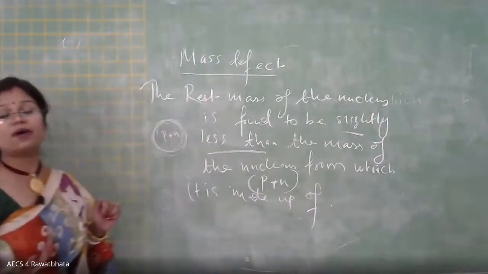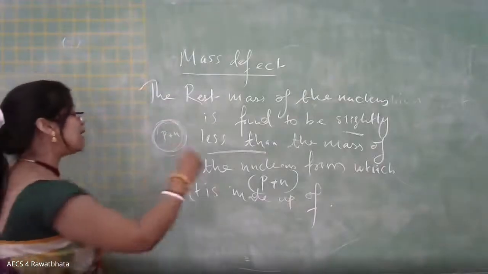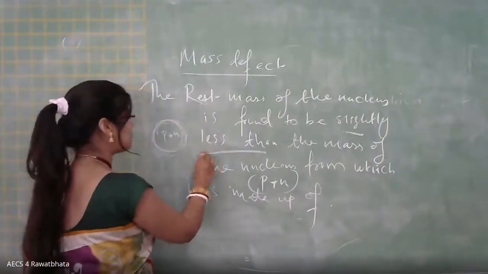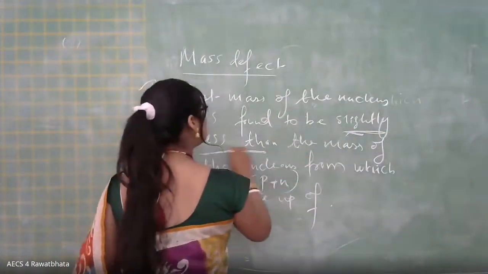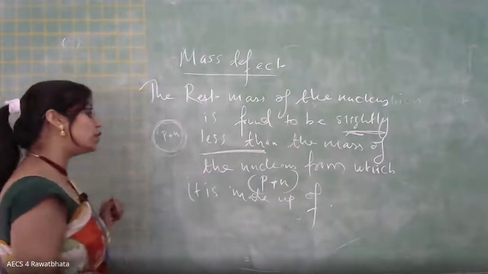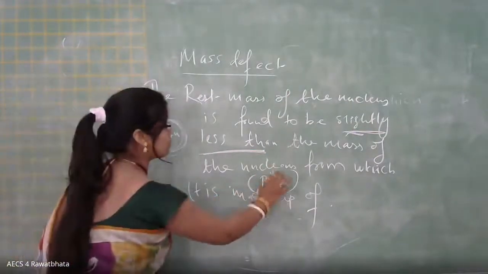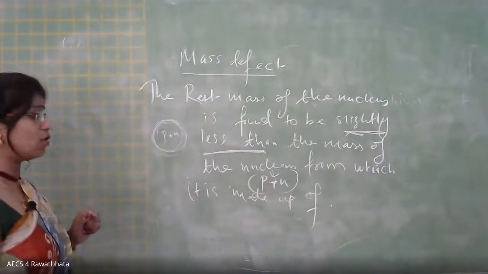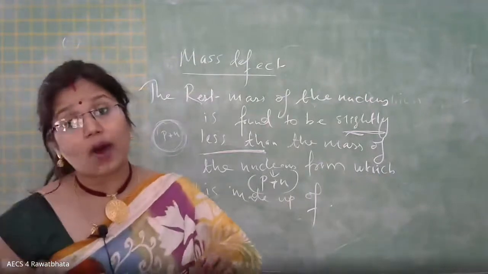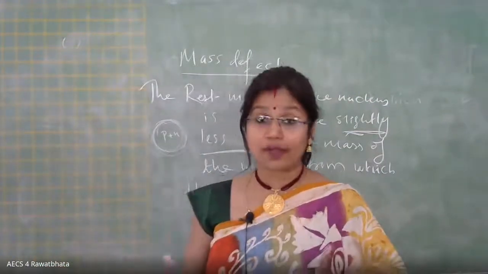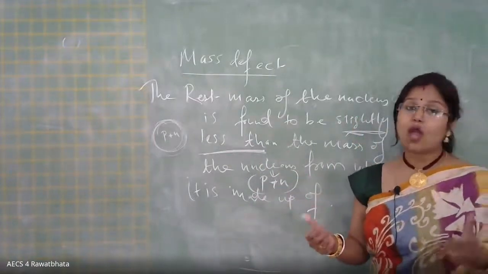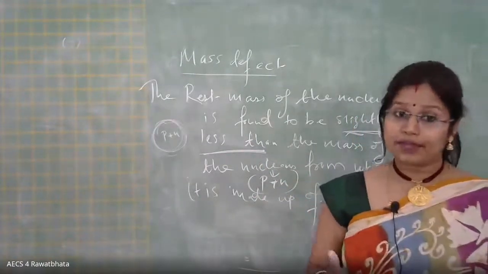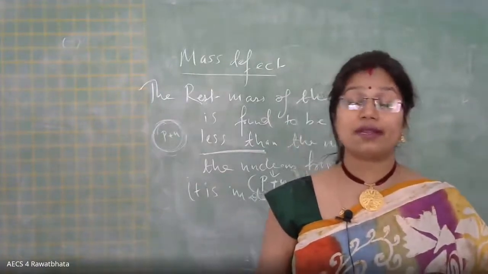Now, just tell me, dear, I am focusing on the main emphasis that the rest mass of the nucleus is found to be slightly less than the mass of the nucleons, protons and neutrons, from which it is made up of. It is slightly less. Then why do we get a huge amount of energy in such nuclear reactions, whether fusion or fission? The amount of energy liberated is really, really high.